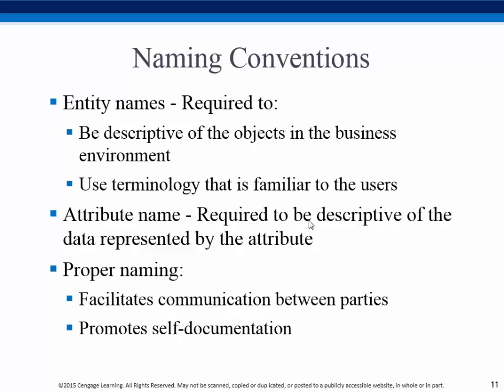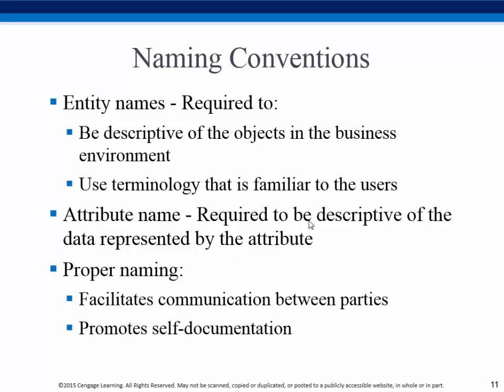All right, naming conventions. During the translation of business rules to data model components, you identify entities, attributes, relationships, and constraints. The identification process includes naming the object in a way that makes it unique and distinguishable from other objects in the problem domain. Therefore, it's important to pay special attention to how you name the objects you are discovering. Entity names should be descriptive of the objects in the business environment and use terminology that's familiar to the users. An attribute name should also be descriptive of the data represented by that attribute. It is also a good practice to prefix the name of an attribute with a name or abbreviation of the entity in which it occurs.